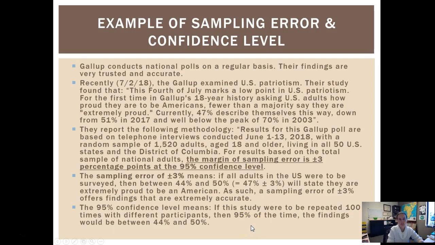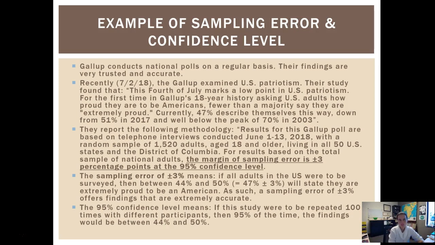So here we go with the example. The Gallup, again, as I mentioned, they do national polls very regularly. Around election time, you will hear Gallup poll predictions pretty commonly. The findings from Gallup are very trusted, very accurate. They do a great job with their sampling. They use simple random sampling regularly. Sometimes they might actually try to make their findings more representative of certain quotas. That's possible, but oftentimes they'll just do random digit dialing.